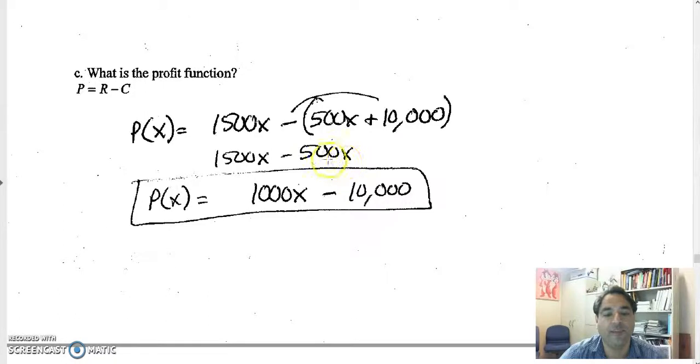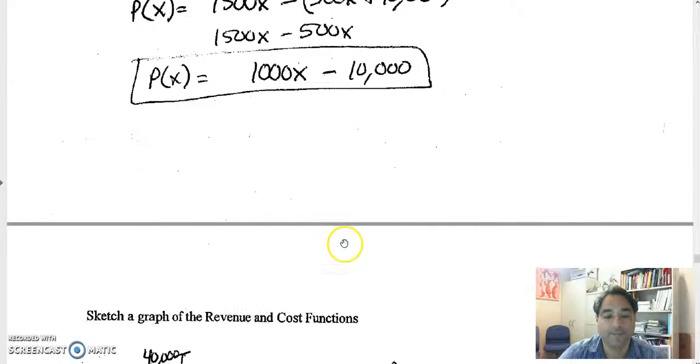So when we simplify, we have 1,500x minus 500x, which is 1,000x, which if we really understand this, each refrigerator we're making $1,500, but it cost $500. So our profit would be $1,000 per refrigerator, but we have to subtract out those fixed costs. So make sure everything makes sense.